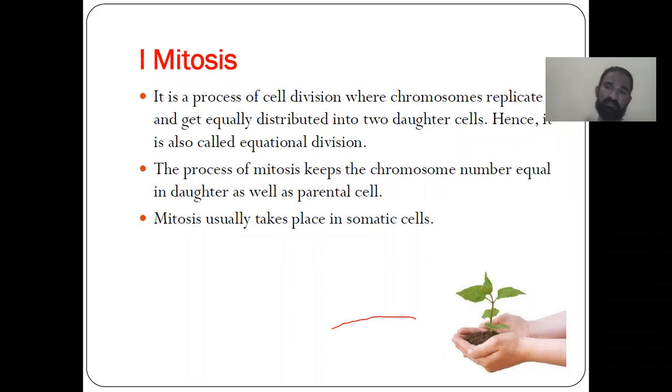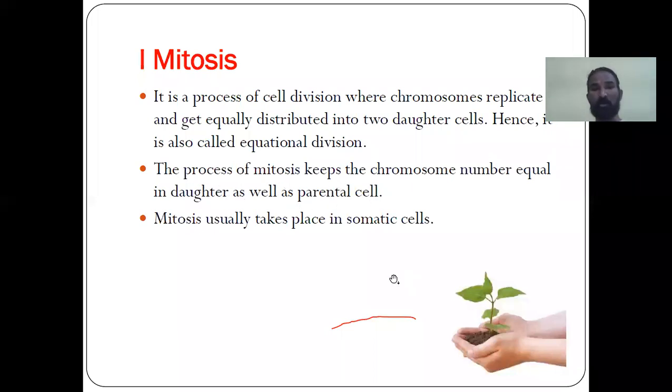Cells in either haploid or diploid condition are involved in mitosis. When haploid cells undergo mitosis, equal chromosomes are distributed to each cell, so those daughter cells also have the haploid condition. If a diploid cell undergoes mitosis division, the two daughter cells contain an equal number of chromosomes, the chromosome number is always constant, and the cells are also diploid in condition. This process of mitosis keeps the chromosome number equal in daughter as well as parental cells.